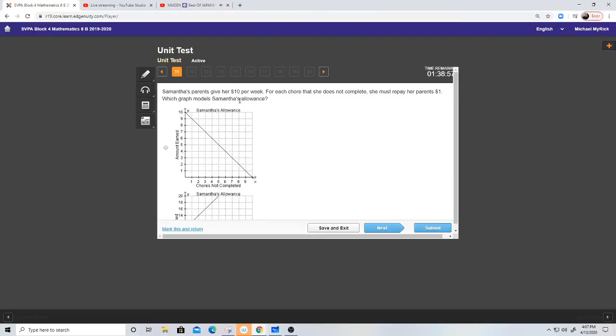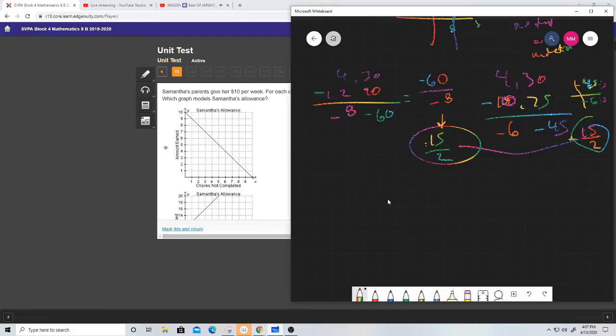This is an interesting allowance. I like how they do that. Like, they're going to give you 10, but if you don't do it, we're going to take one away. So look how this is starting at 10, and if she goes over 1, she goes down 1. Now, we've been talking about this. That's how it works. If you go down 1 divided by right 1, that equals negative $1 per chore.